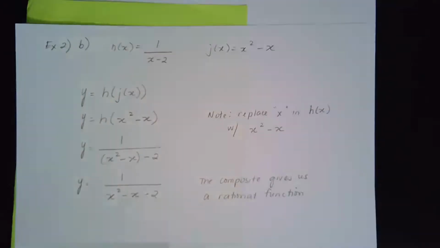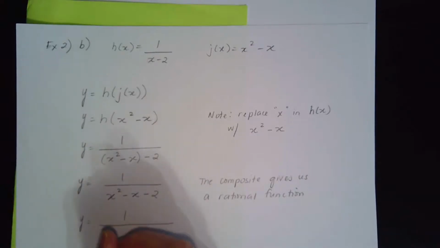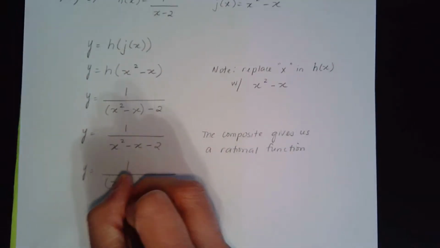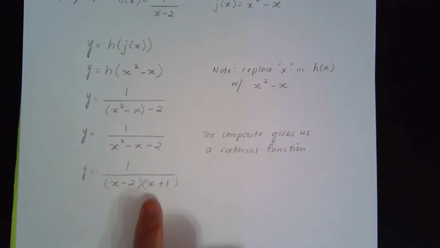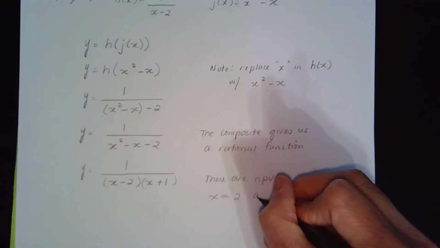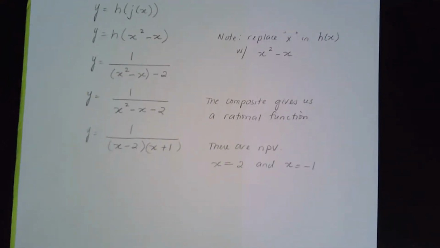Now, because it's a rational function, we have to figure out some non-permissible values. So it seems like this one is factorable in the denominator. So let's factor that out. That's pretty straightforward, pretty easy. It's going to be x minus 2, x plus 1. Having written it like that we can actually see the non-permissible values. The non-permissible values are 2 and negative 1.